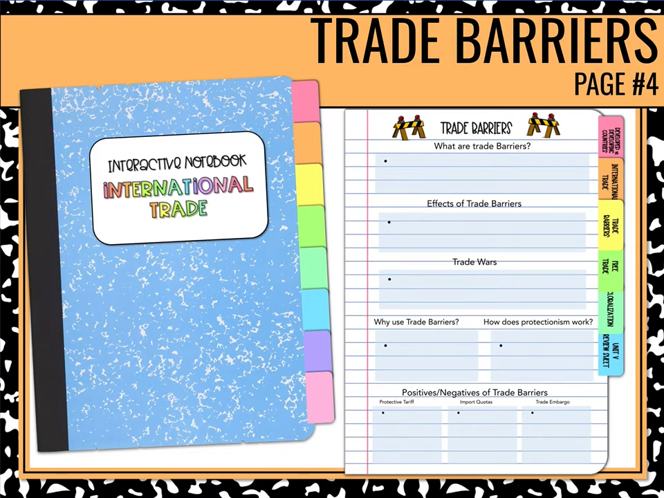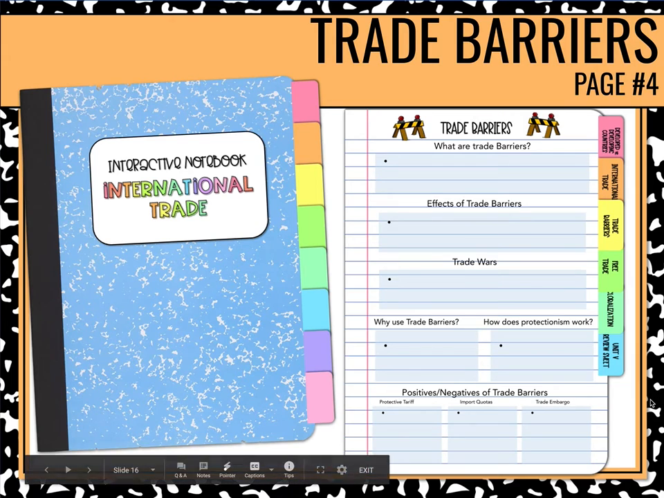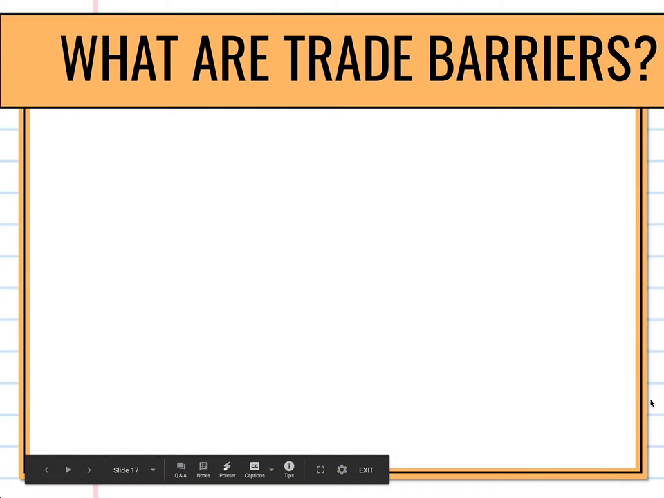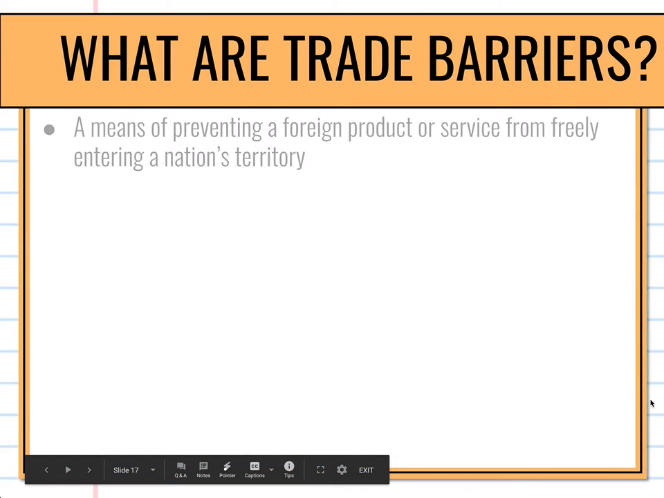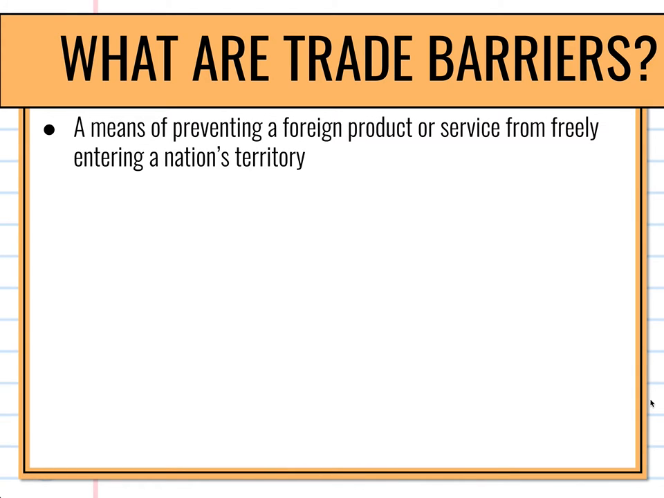In today's lesson, we'll talk about trade barriers, their importance, and their positives and negatives. We'll be on page 4 of the interactive notebook. So first, let's talk about what is a trade barrier. Basically, this is a way of preventing a foreign product or service from freely entering a nation's territory.